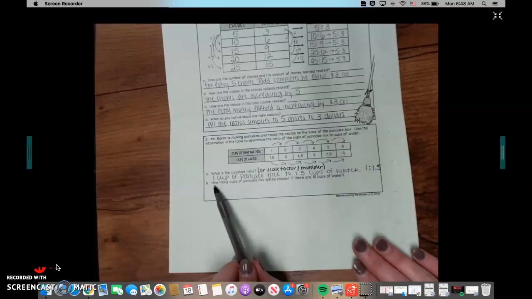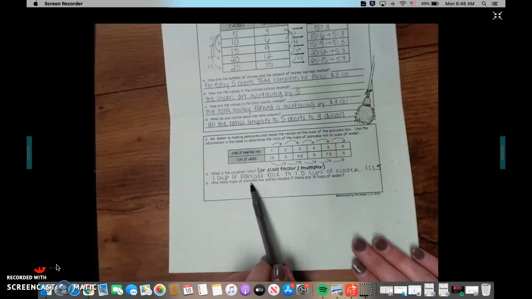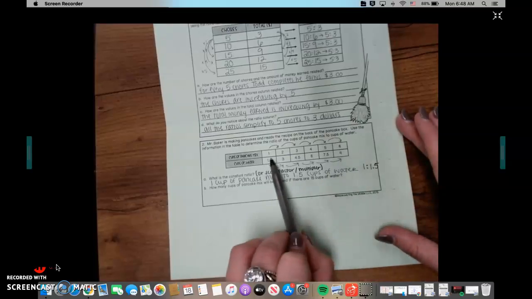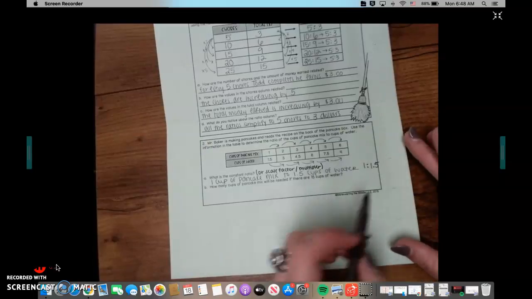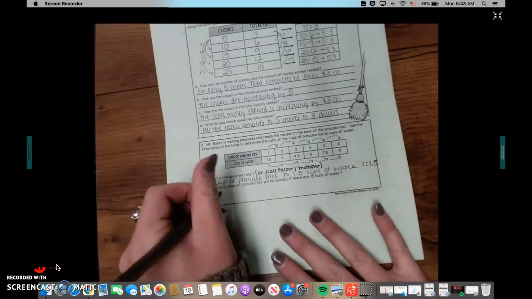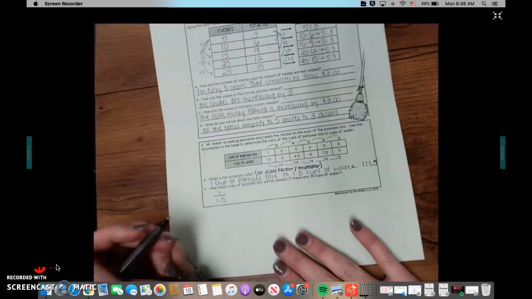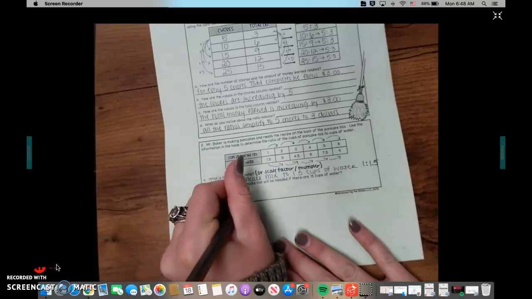So then the question is, how many cups of pancake mix will be needed if there are 15 cups of water? Well, they didn't put 15 cups of water on your chart, so we need to set up a proportion. Okay, and how we set up a proportion is that we take the ratio that we have come up with, so 1 over 1.5, and we're going to draw an equivalent ratio to that.